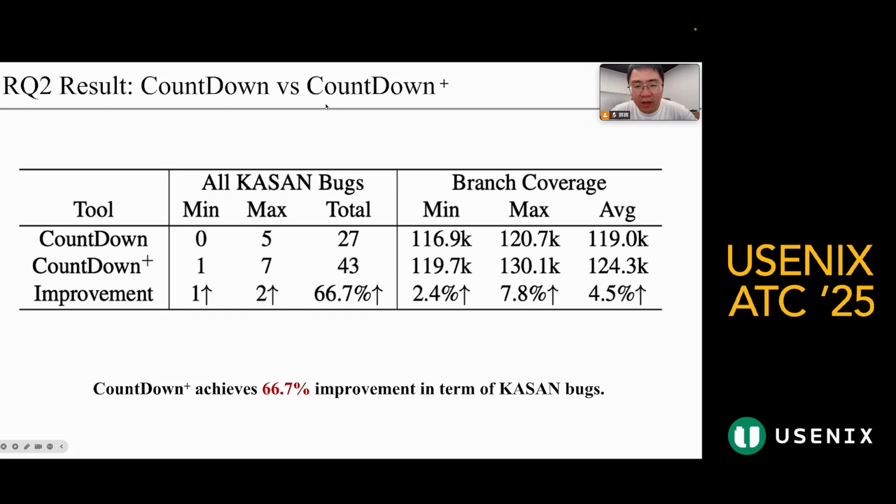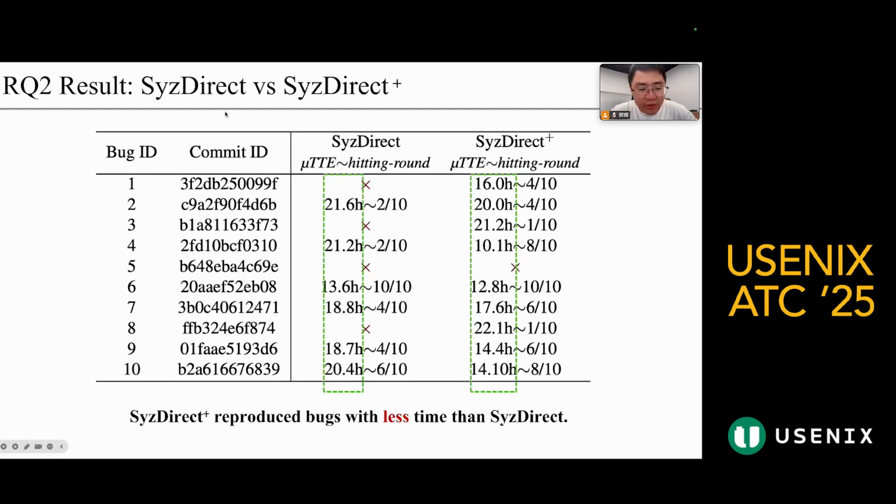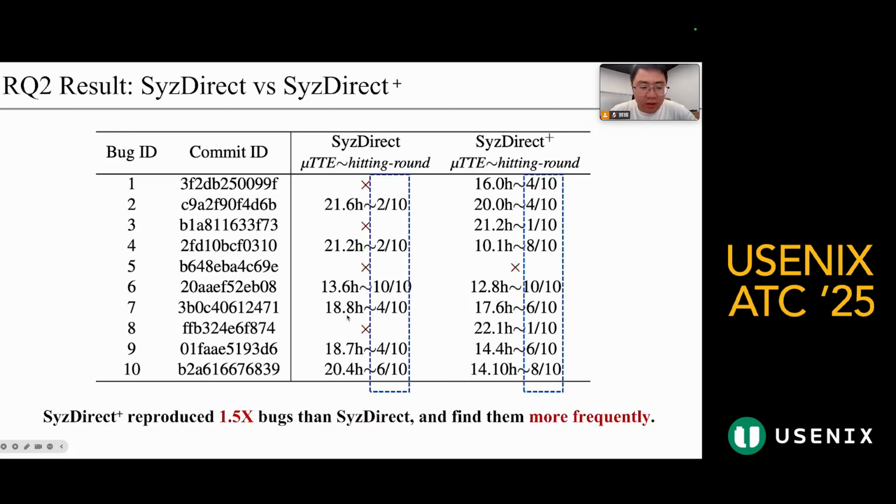For Cutdown and Cutdown Plus, we can see Cutdown Plus achieves 66.7% improvement in terms of found bugs. For Direct, we can see Direct Plus can reproduce the bugs with less time than Direct. Also, for the hitting round, Direct Plus reproduced 1.5 times bugs than Direct and found them more frequently.